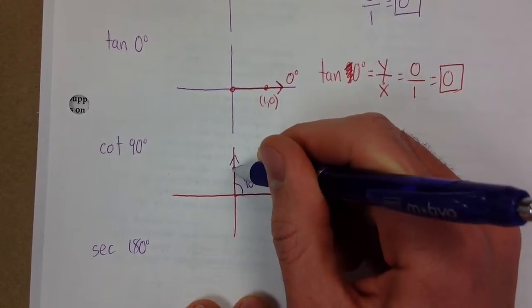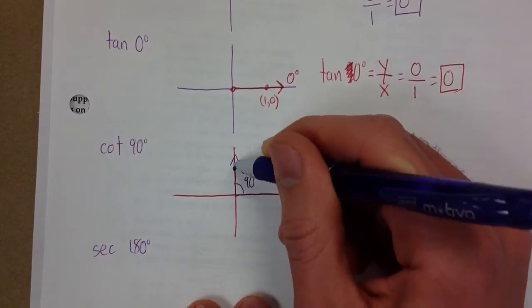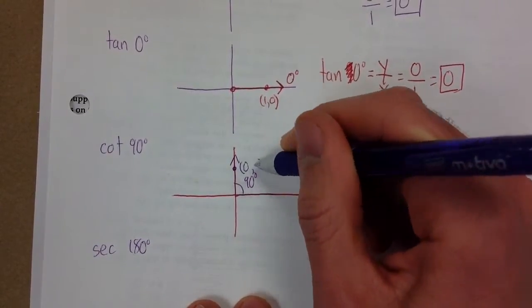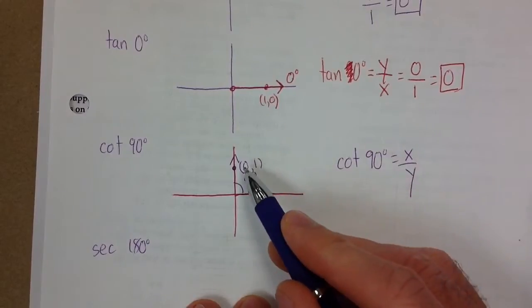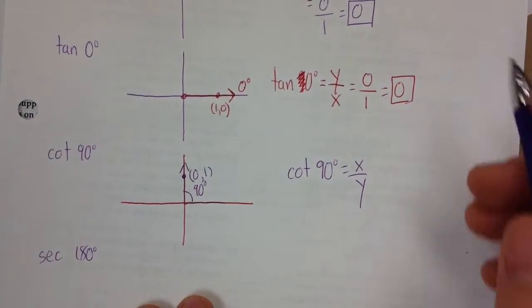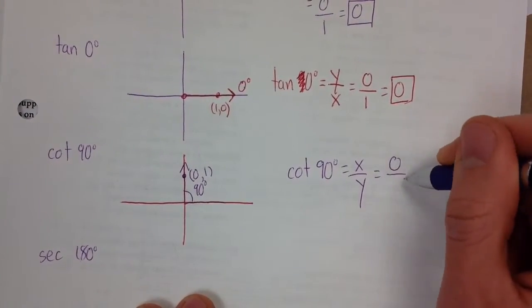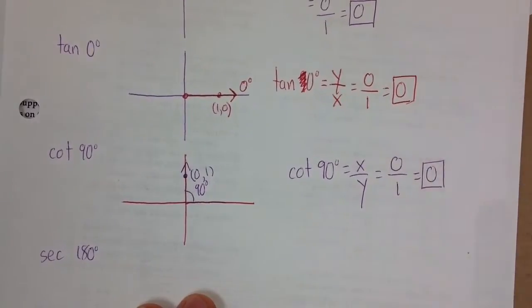You need to find the coordinates of a point on that terminal side, on that ray. So I would suggest 0, 1. Okay? Then you just do the x-coordinate divided by the y-coordinate. Because cotan is x over y. So 0 over 1, which is just 0. Okay. Any questions there?